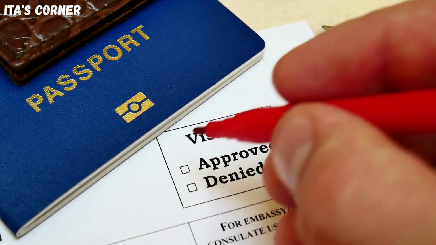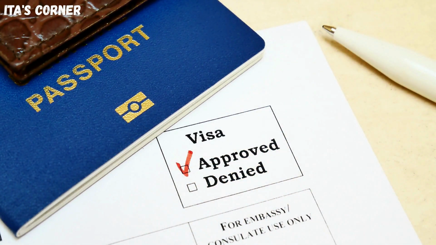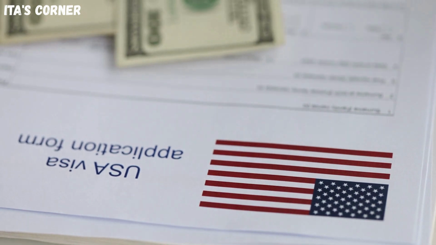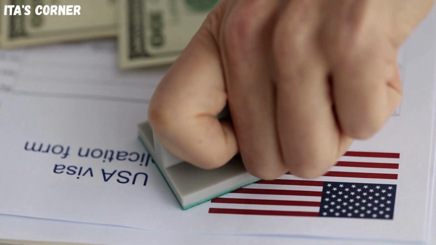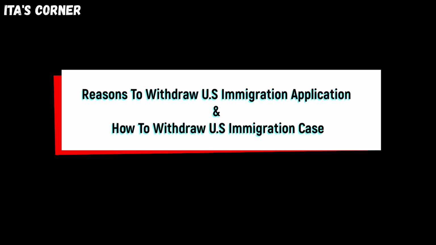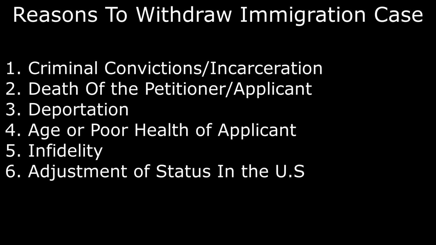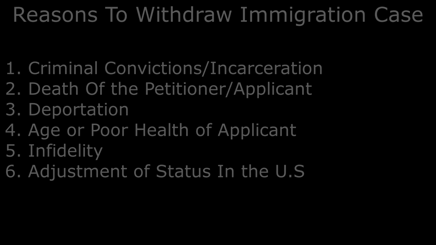Here are some reasons why you should withdraw your U.S. immigration case. Reasons to withdraw immigration case: criminal convictions, incarceration, death of the petitioner or applicant, deportation, age or poor health of applicant, infidelity, and lastly, adjustment of status in the U.S.